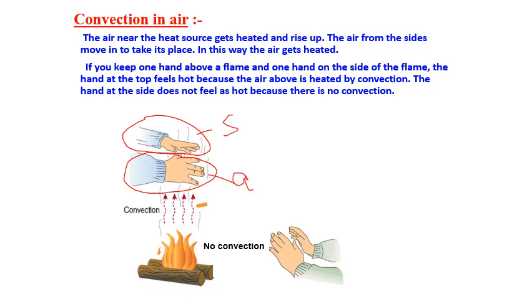Now what will you see? You will see the hand at the top feels hot because the air above is heated by convection. The part above the flame will feel hot to us. The hand at the side does not feel as hot because there is no convection. The hand at your side will not get any convection, it will not get any type of heat, so it won't feel hot.